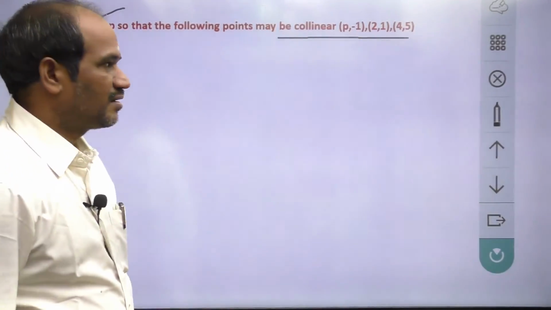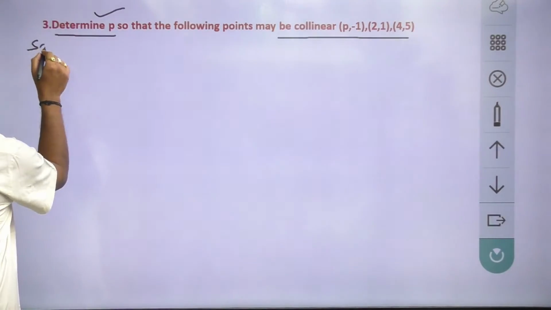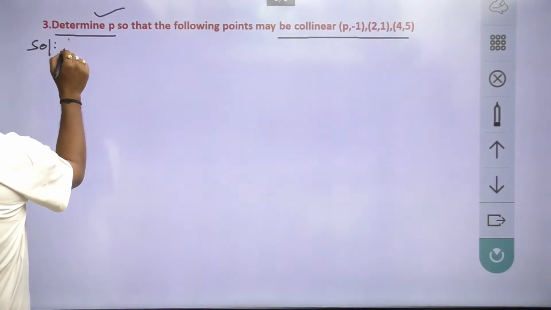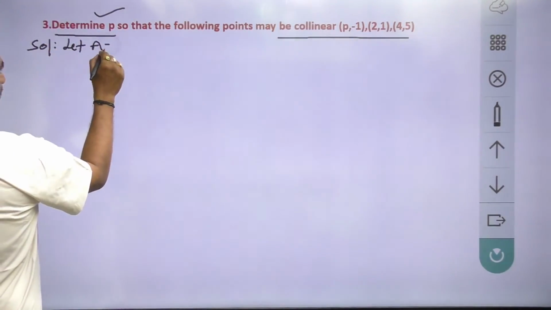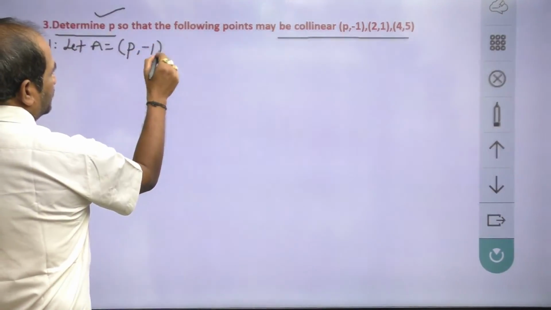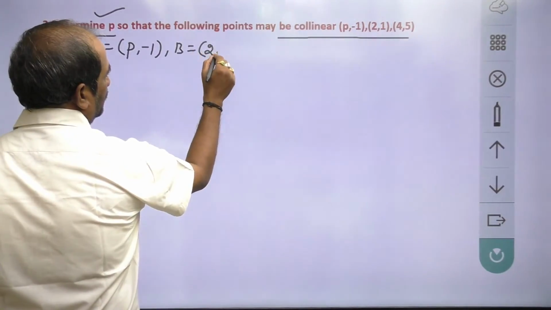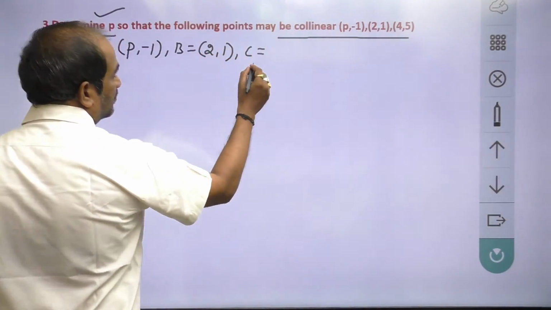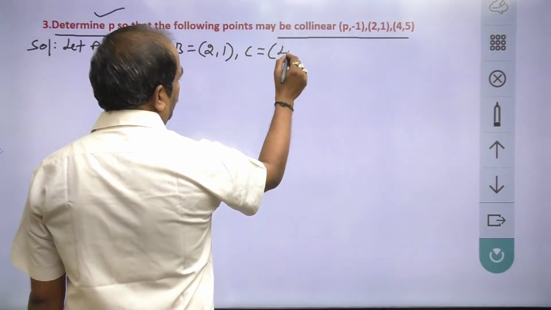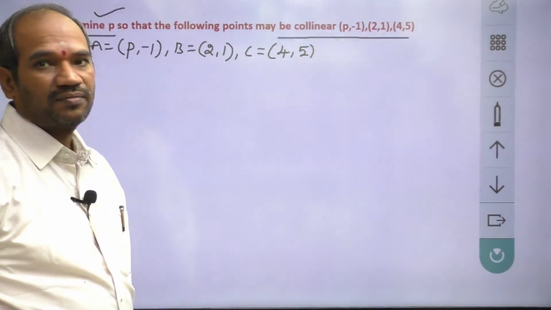Alright, first we calculate the solution here. Let A be (p, -1), B be (2, 1), and C be (4, 5). A, B, C, right?